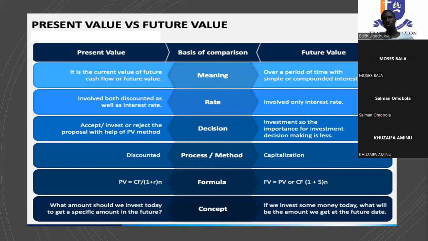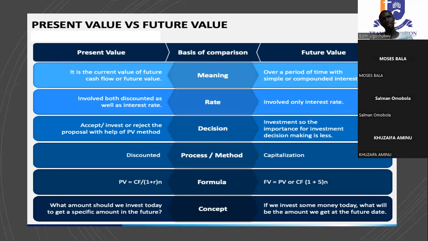So while future value has to do with compound amount, the sum that you have at the beginning, you have already invested it. So what does it amount to? Now, on the basis of rates, present value involves both discounted as well as interest rates. Present value can be discounted and can also be in the form of interest rates.